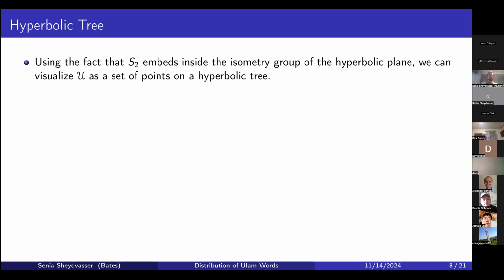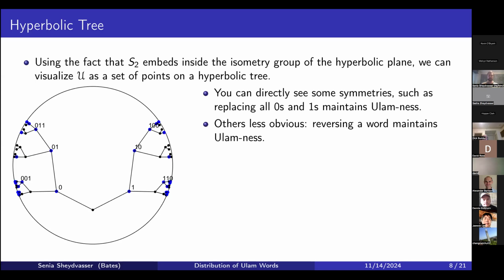So here's what you do. The free semigroup on two generators is, of course, contained inside of the free group on two generators, which is contained in many different ways in the isometry group of the hyperbolic plane. And you can use that to visualize Ulam words as points on a hyperbolic tree. So this is a drawing of the hyperbolic plane.